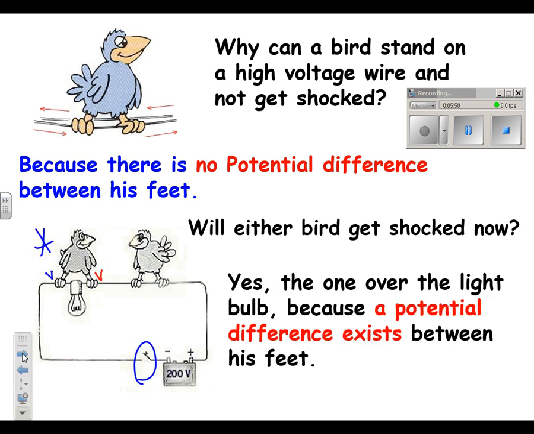Okay, but just that one. This one, the voltage here would be the same voltage as here. And so since those are the same, he wouldn't get shocked. So it has to do with whether there's a potential difference between their feet or not.